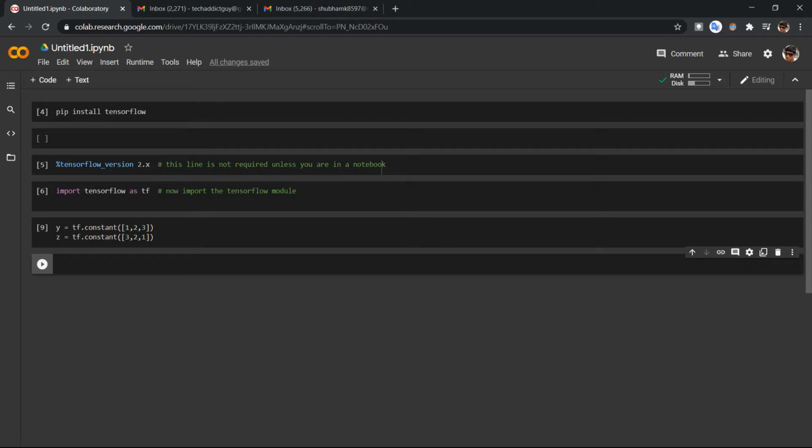Hey guys, today we are going to see how to add and subtract TensorFlow variables, constants or TensorFlow vectors. So here are two vectors, y is equal to tf.constant, z is equal to tf.constant. So how do we add? So there are two ways. The first one is the simple way.